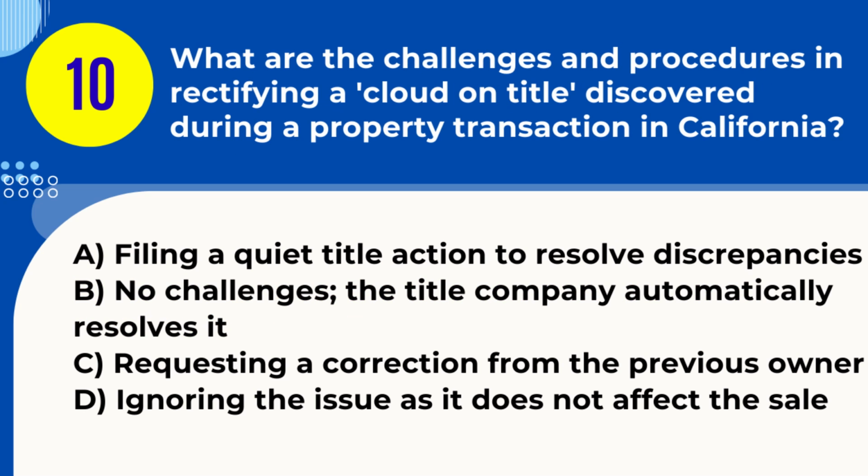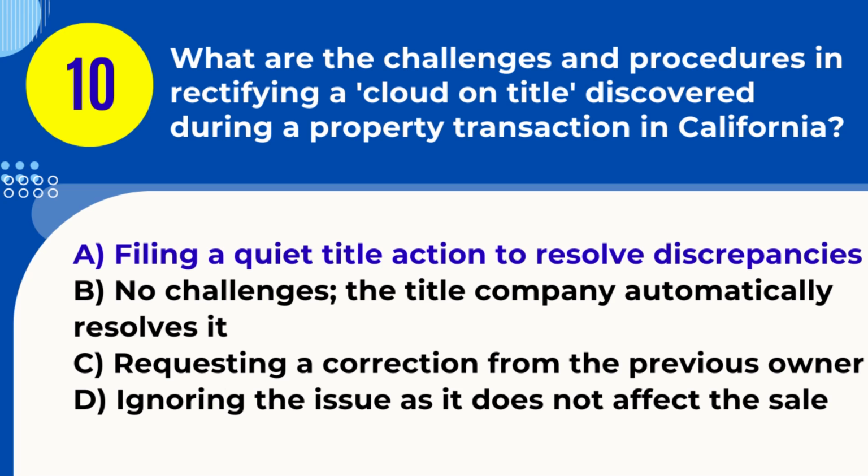Question 10. What are the challenges and procedures in rectifying a cloud on title discovered during a property transaction in California? A. Filing a quiet title action to resolve discrepancies. B. No challenges. The title company automatically resolves it. C. Requesting a correction from the previous owner. D. Ignoring the issue as it does not affect the sale.